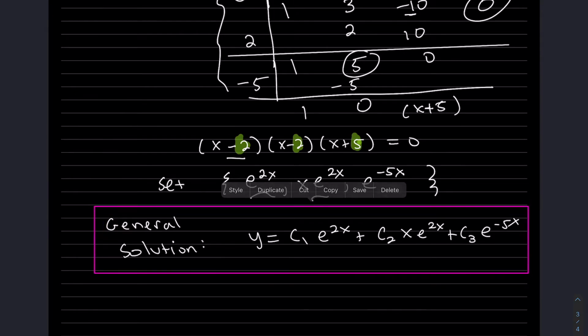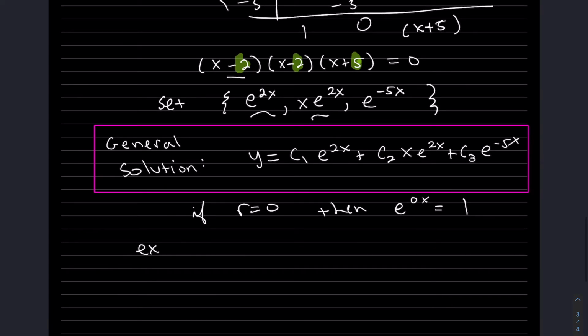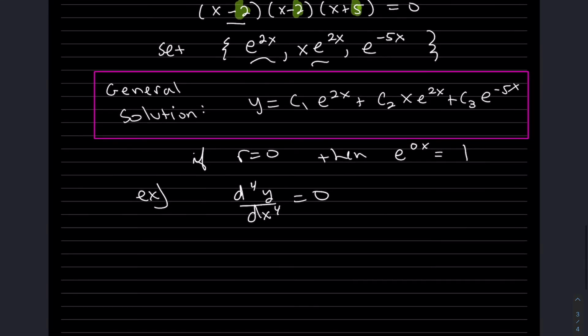Now what we're going to do, and just a real quick note, we haven't seen it yet, but if r is equal to 0, then you get e to the 0x, which is 1, okay? For example, d to the 4th y over dx to the 4th equals 0. So using y equals e to the rx, what happens?